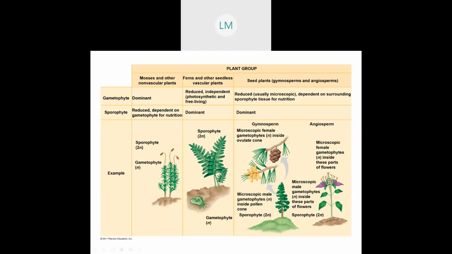So in our mosses, our bryophytes, our gametophyte is dominant and our sporophyte is reduced and dependent on the gametophyte for nutrition. In our ferns and other seedless vascular plants, we have our sporophyte that's dominant. Our gametophyte is reduced, but it's independent. Okay, photosynthetic, free-living gametophyte right here. And then in our seed plants, we have this dominant sporophyte, and then our gametophyte is reduced and dependent on the sporophyte for nutrition. So we kind of get a flip-flop here in our seed plants from what we saw in our bryophytes, our non-vascular plants here.